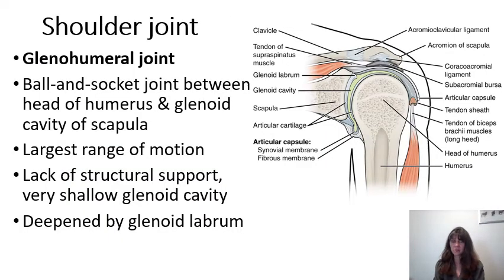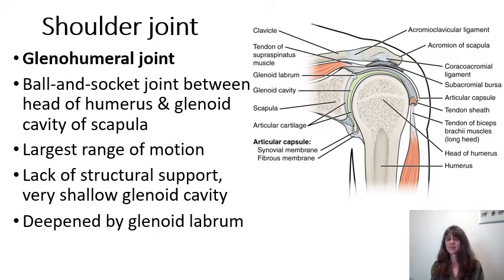The shoulder joint, which at this point we are now referring to as the glenohumeral joint, is a ball and socket joint. So it is a synovial ball and socket joint that occurs between the head of the humerus and the glenoid cavity of the scapula. The glenohumeral joint has the largest range of motion of any joint in the body.